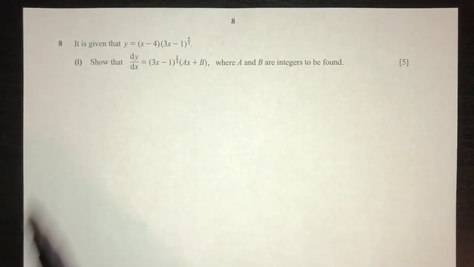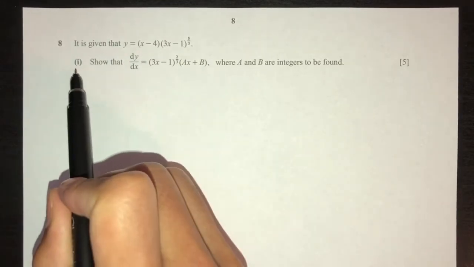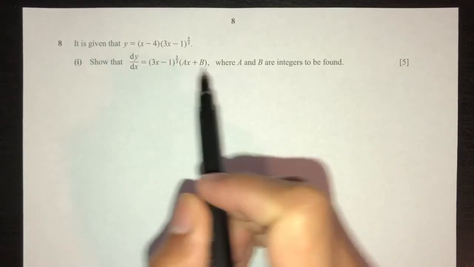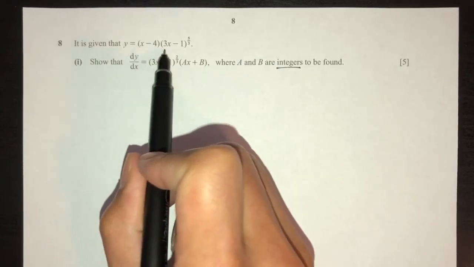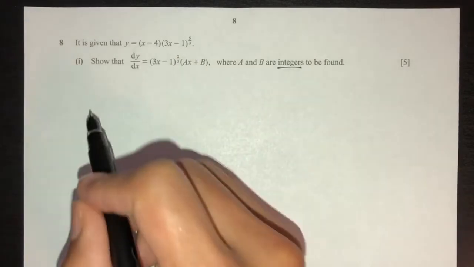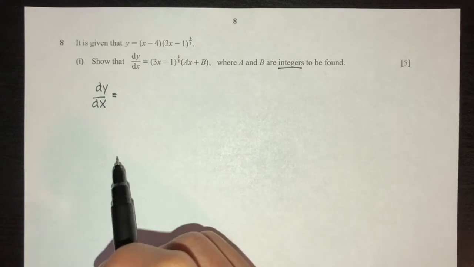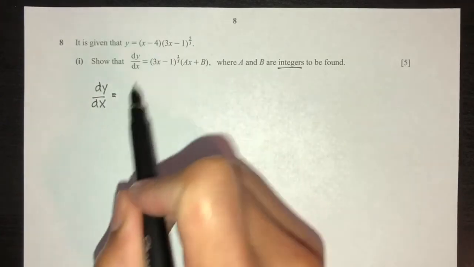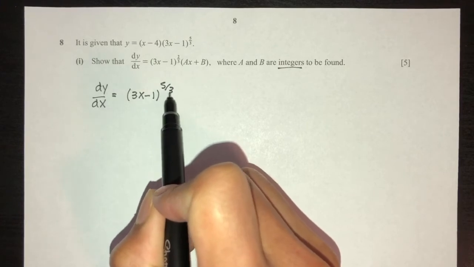Question number 8, it is given to you that y is equal to this expression. Now, show that dy by dx is equal to this, where a and b are integers to be found. So pretty easy. The first thing you see is that these two are products, so we have to use the product rule. So dy by dx is equal to, first we leave this one alone, we write this down here, 3x minus 1 power 5 over 3.